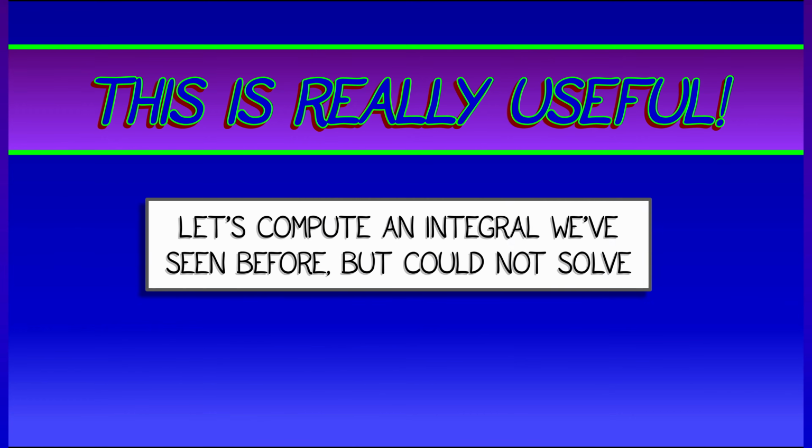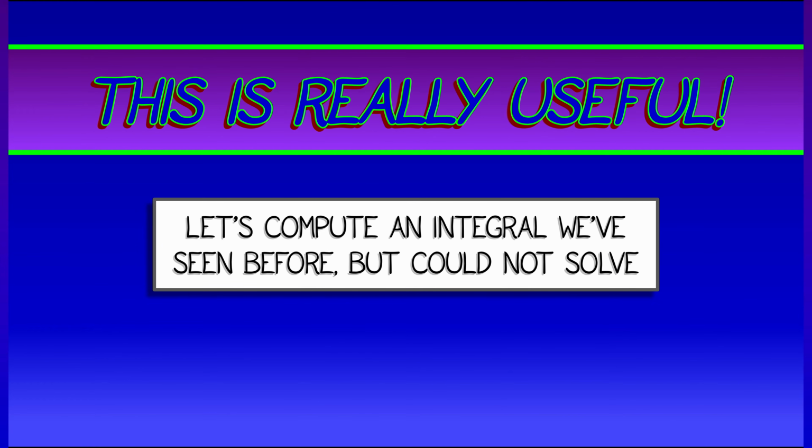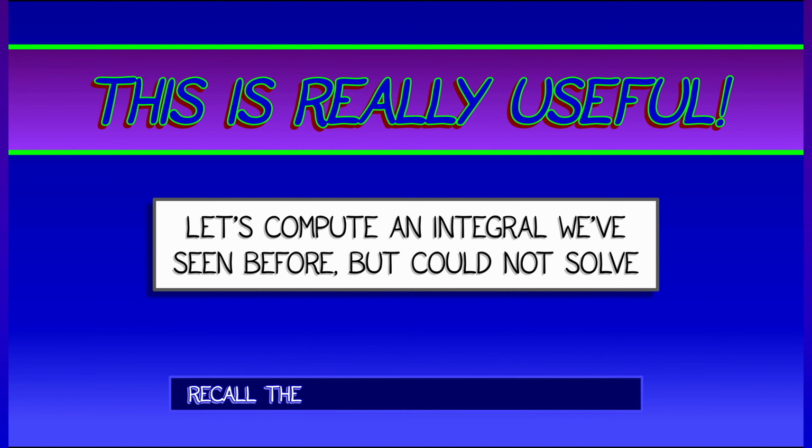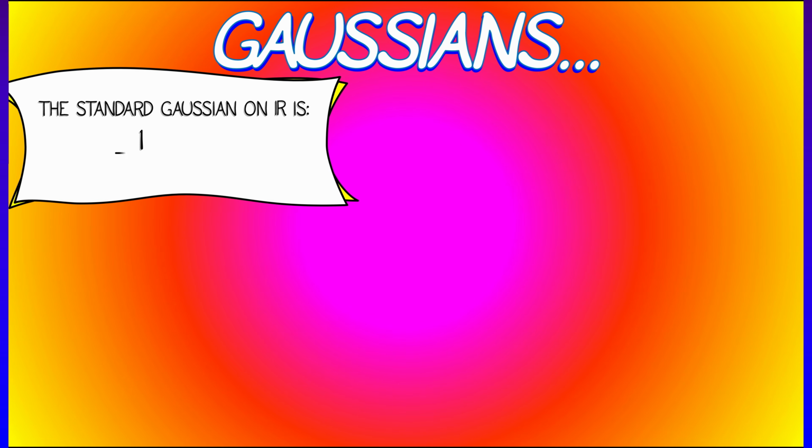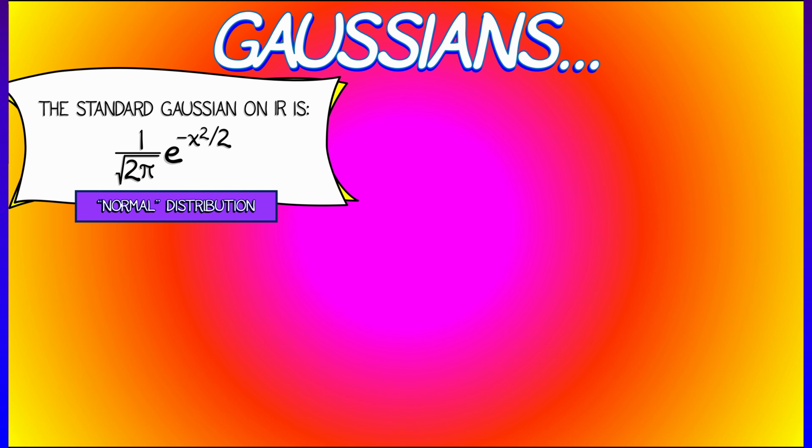To show just how useful polar coordinates are in integrals, let's go back and compute an integral that you may have seen before, but may have had difficulty solving. This is the Gaussian, the standard probability density function on the reals, given by 1 over root 2 pi e to the minus x squared over 2. This has mean 0, standard deviation 1. It's your classic bell curve.